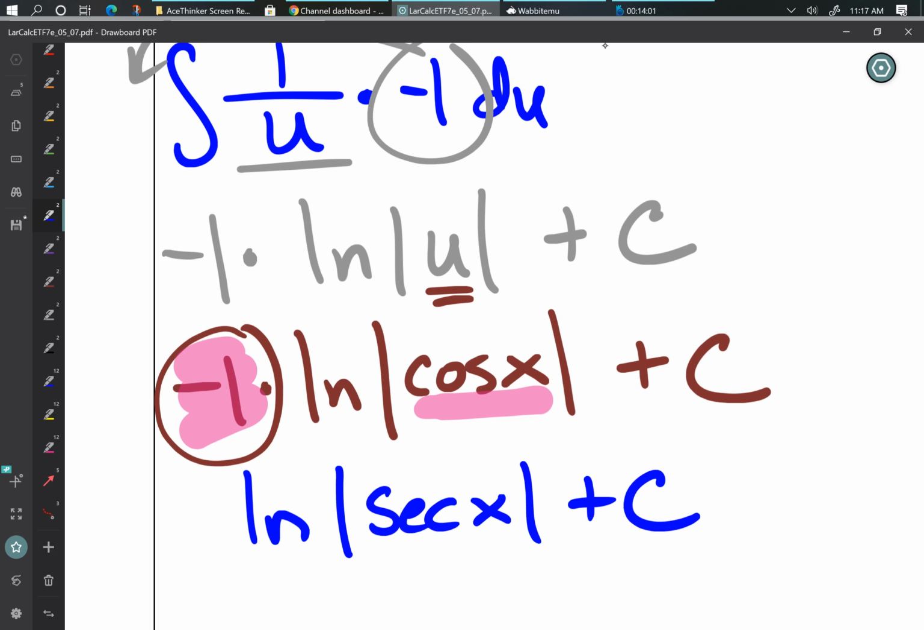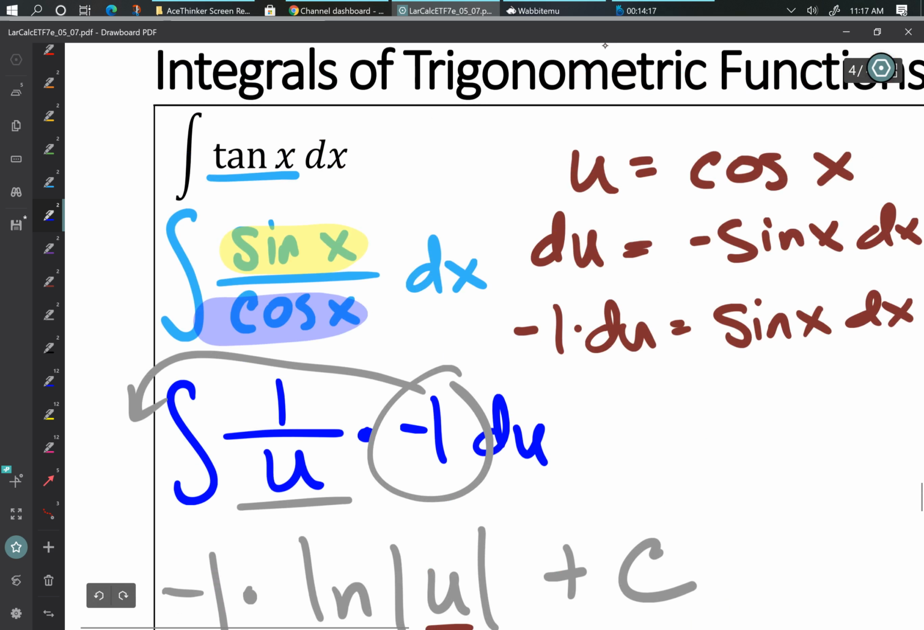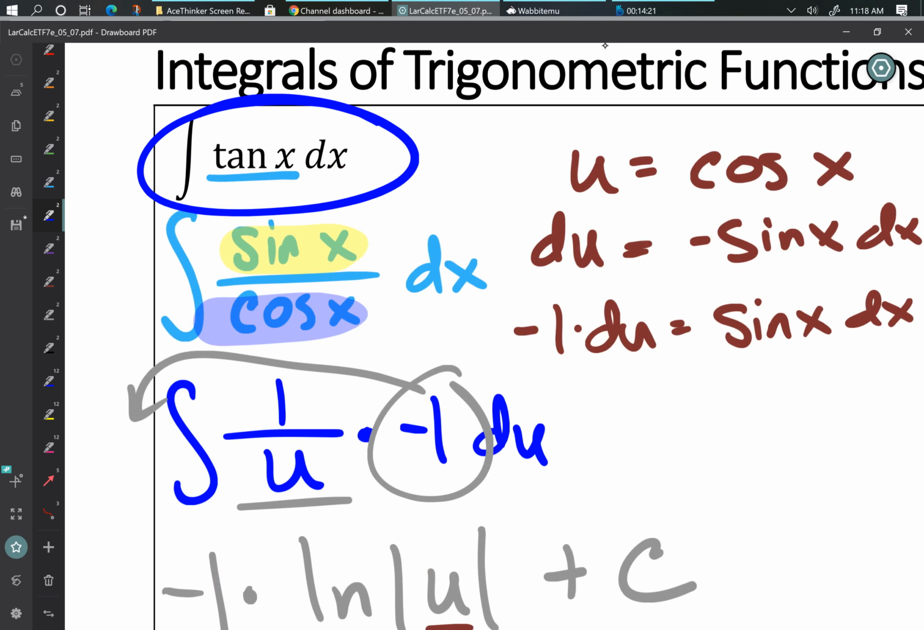Okay. Now I know what you're thinking. What if cosine was 0? 1 over 0 doesn't work. But the natural log doesn't work with 0. So it's not an issue. Cosine can never be 0 for the natural log function to work to begin with. Right? Cosine can never be 0 because the original function has issues when cosine is 0. Vertical asymptotes of pi over 2 and multiples of pi over 2.